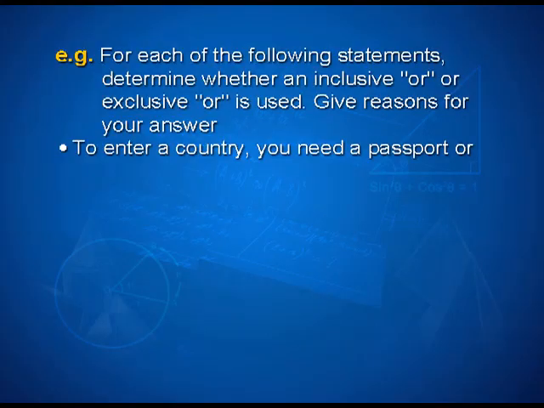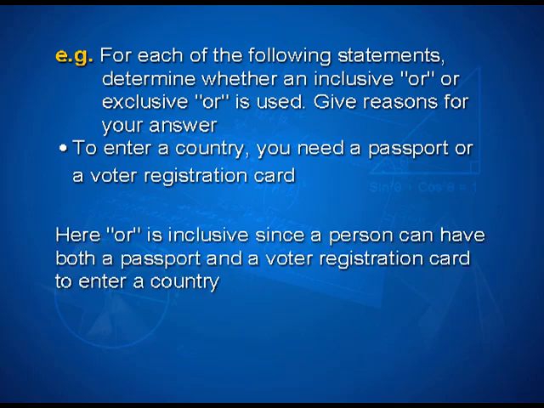Let us look at an example. For each of the following statements, determine whether an inclusive or exclusive or is used. Give reasons for your answer. First, to enter a country, you need a passport or a voter registration card. Look at the solution. Here, or is inclusive, since a person can have both a passport and a voter registration card to enter a country.